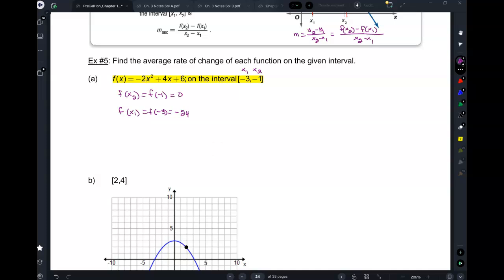Okay, so average rate of change. This is the slope of the secant line. This is f of -1 minus f of -3 over -1 plus 3. So 0 plus 24 over 2, 12. Okay?